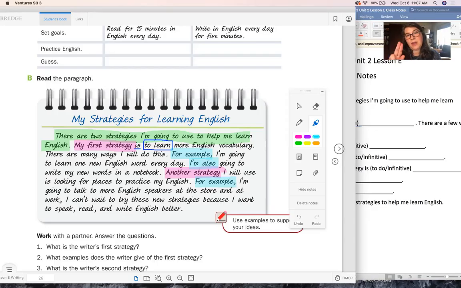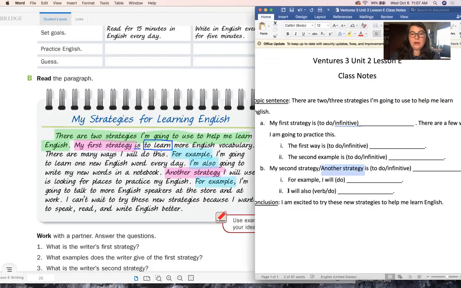So she just combines it. I'm going to talk more to more English speakers at the store and at work. So she put those together. So here she doesn't have a second detail, but the first detail is really good.